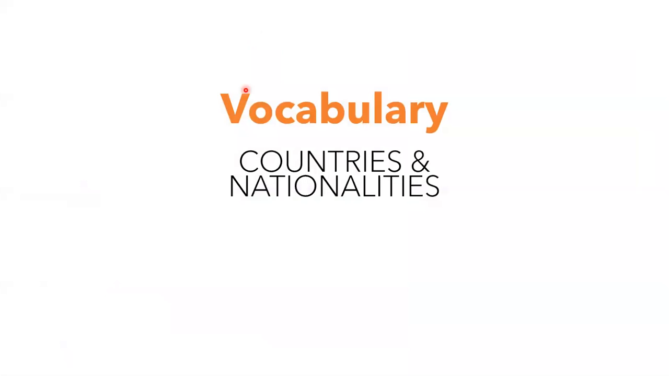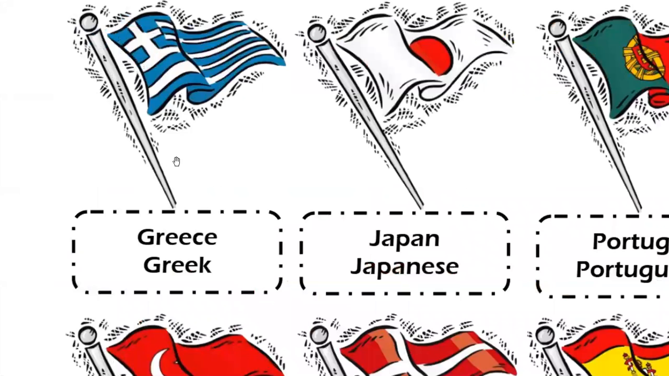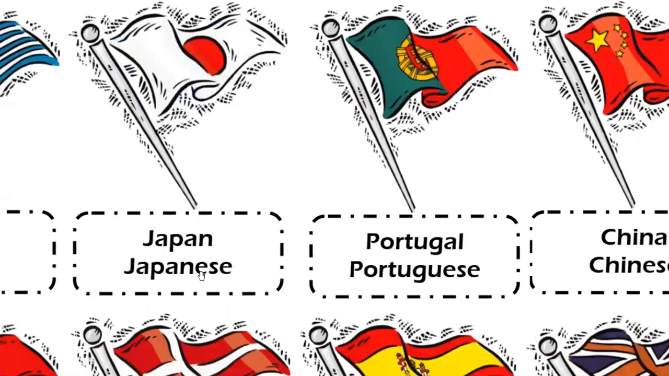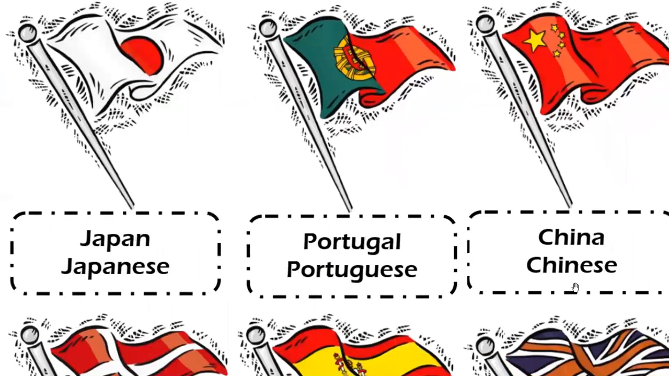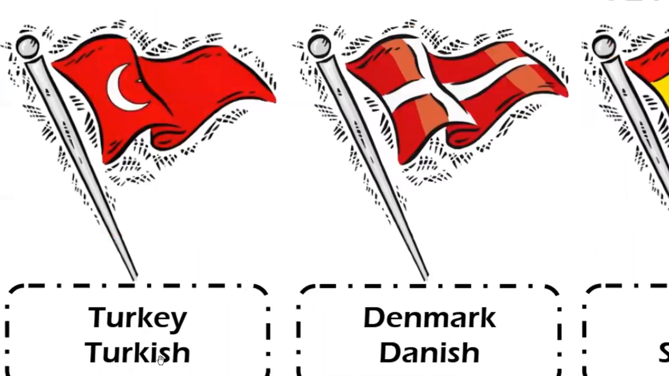Now let's continue with the vocabulary of countries and nationalities. Okay. First, we have this country, Greece, that in the nationality is Greek. Then we have the nationalities that end in ese. Remember, the pronunciation is ese. For example, we have Japan, Japanese, Portugal, Portuguese, China, Chinese.